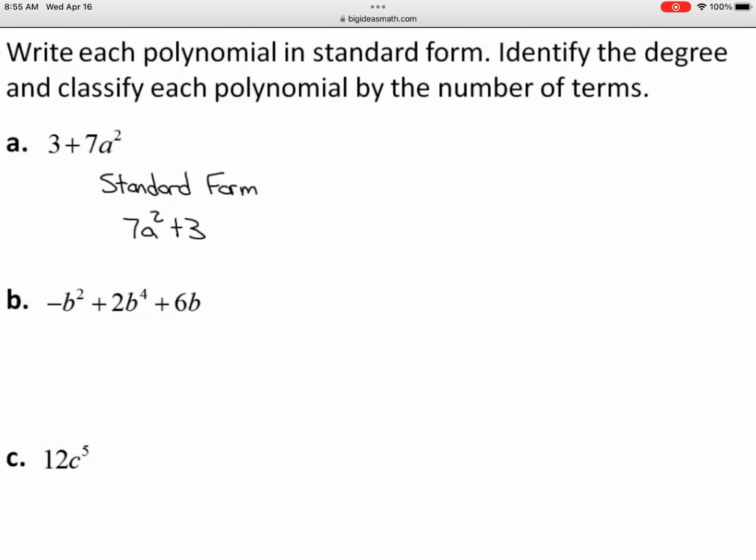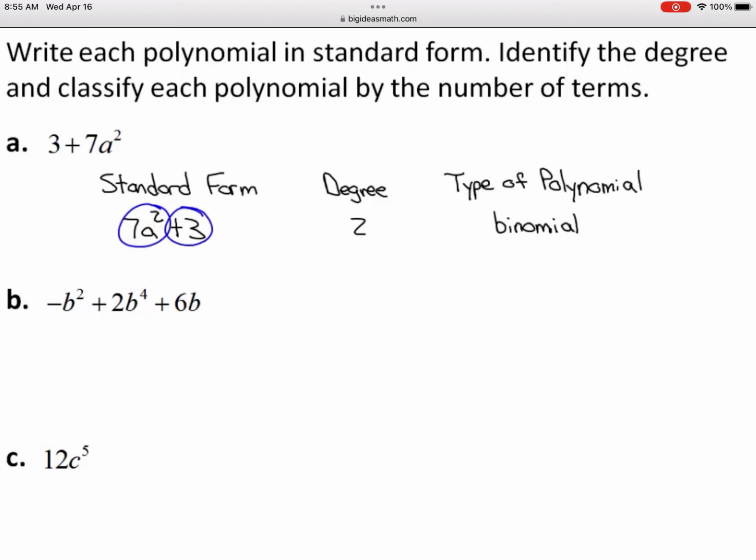Notice that the greatest degree is 2, so the degree of the polynomial is 2. Also notice that there are two terms, 7a to the 2nd power and positive 3, so the polynomial is a binomial. Part B, -b to the 2nd power plus 2b to the 4th power plus 6b.